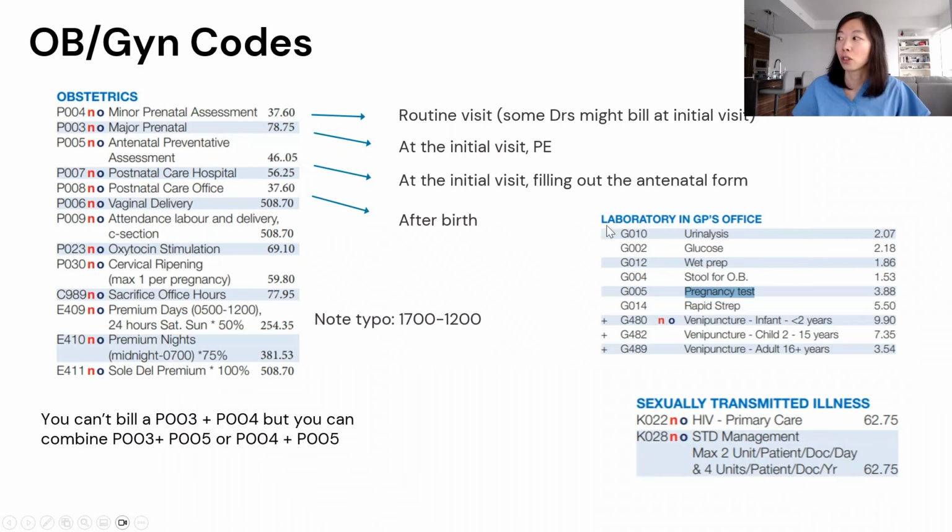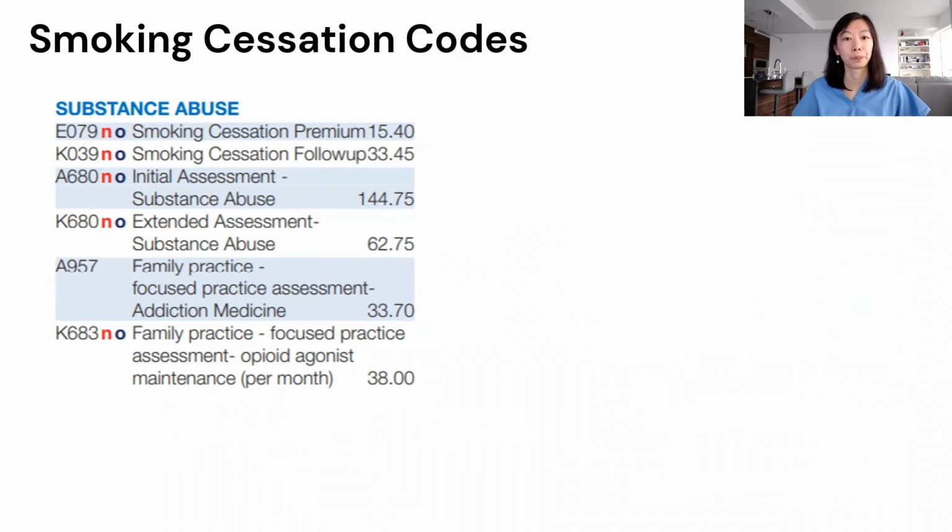And finally, just to draw your attention to some of these items here, like the pregnancy test, all of those things you can delegate for your nurse to do, but you can bill for that as well. And there's also the other section about sexually transmitted disease, which if you counsel a patient about their STI and maybe you treat them for it, there is a K028 code, which covers that 20-minute of counseling with STI.